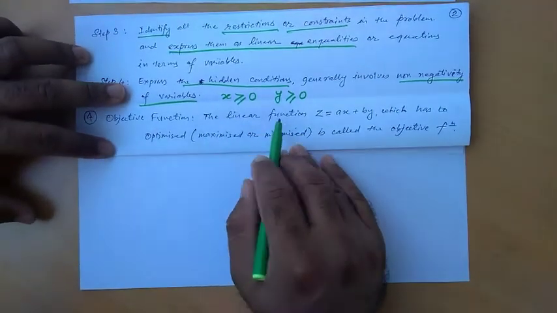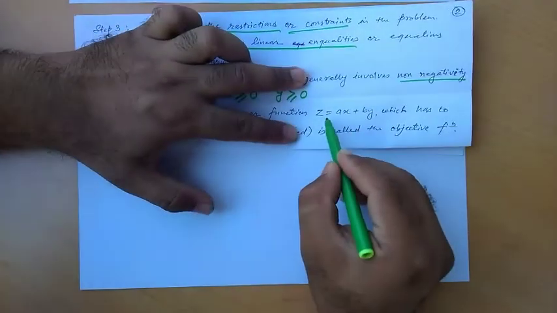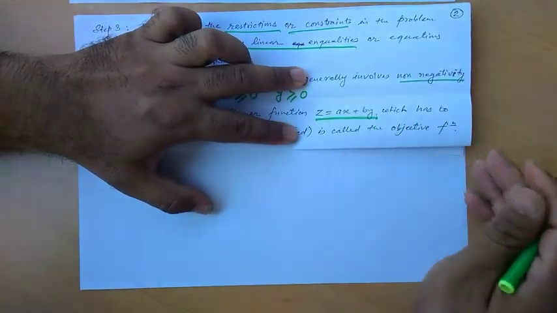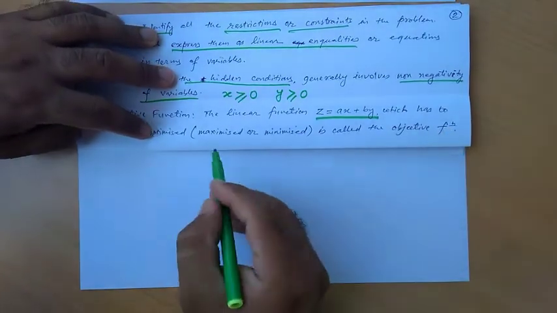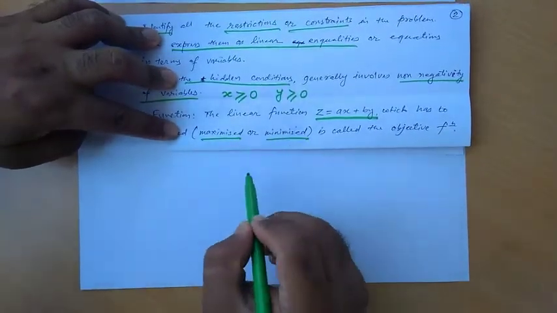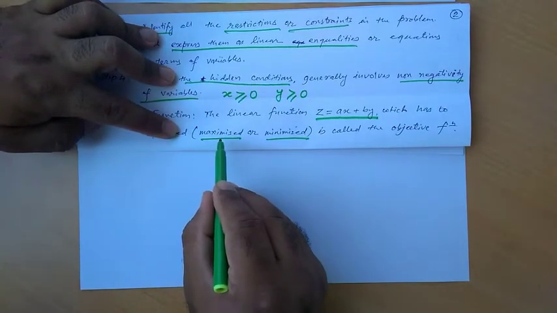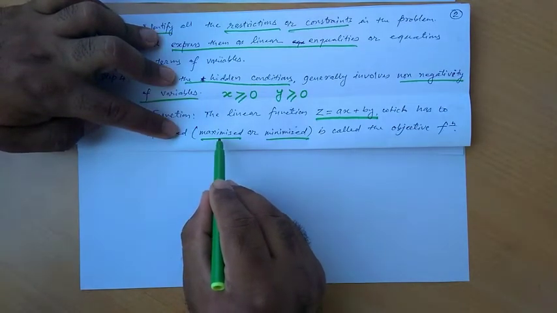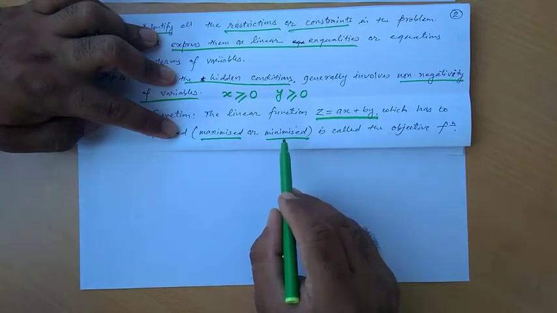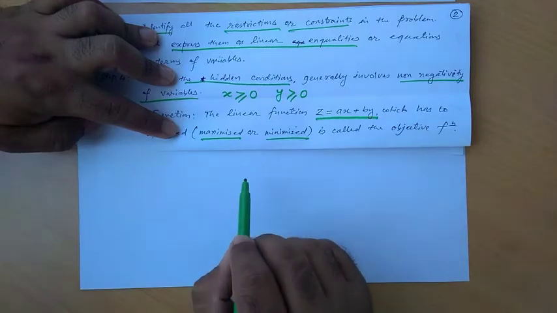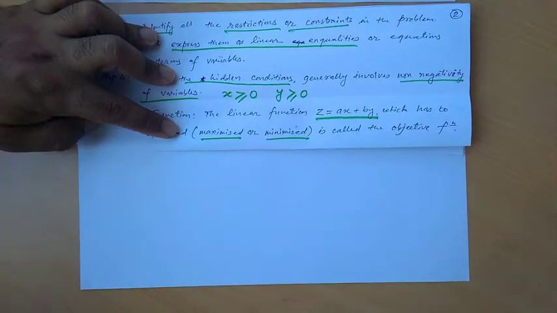The objective function is the linear function denoted as z equal to ax plus by, which has to be optimized. Optimized means maximized or minimized. Why maximized? If we are talking about profit, then it has to be maximized. If we are talking about cost, then it should be minimal, then only we'll have more profit. And if we talk about the diet problem, then definitely our diet should be regular.